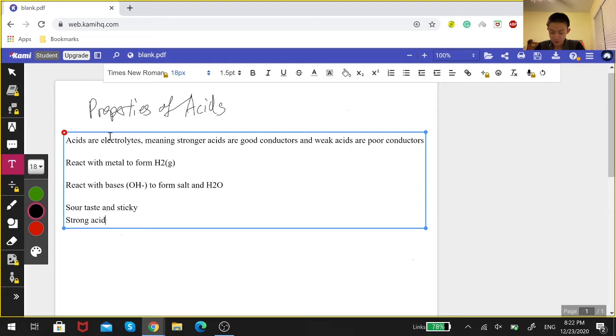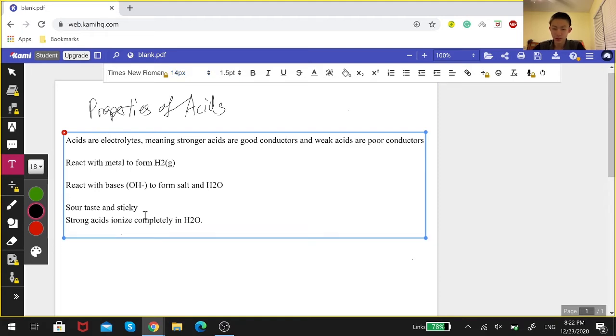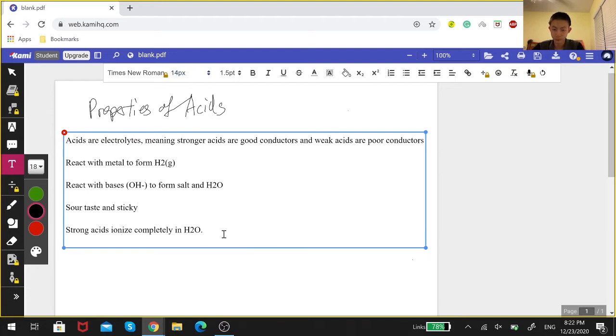Strong acids ionize completely in H2O. Now, how do you know if something is a strong acid or not? I'm going to list all the strong acids right now. We have HBr, which is hydrobromic acid. We have HI, which is hydroiodic acid.